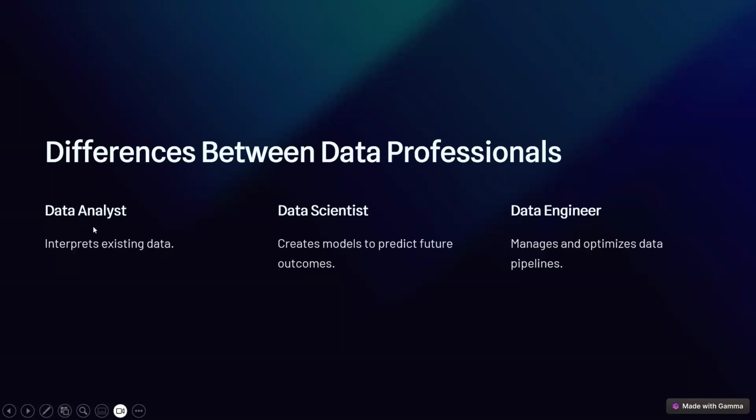And the data analyst will be working on the historical data and finding the reasons for it. The process he does is known as descriptive analysis and diagnostic analysis.